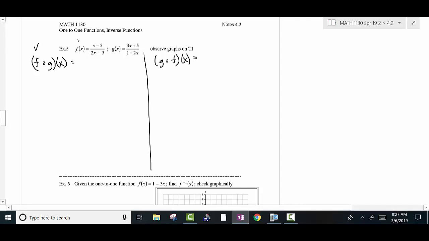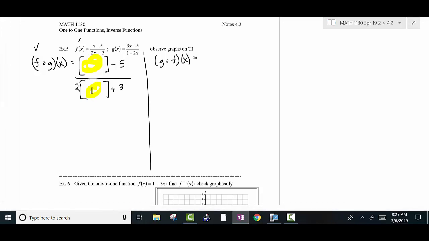If you're going to do it this way, you start with f of x and use kind of a framework on this. Put something minus 5. I like to use brackets or parentheses. The denominator is 2 times something plus 3. Okay, so I'm just writing that down. And what's going to go into my brackets? The other function, right? So you want to plug that other function into that. So we put in the 3x plus 5 over 1 minus 2x, like that.